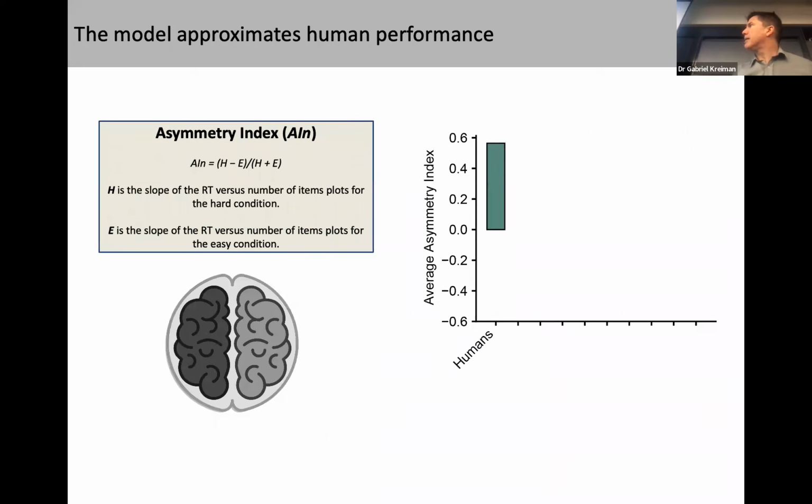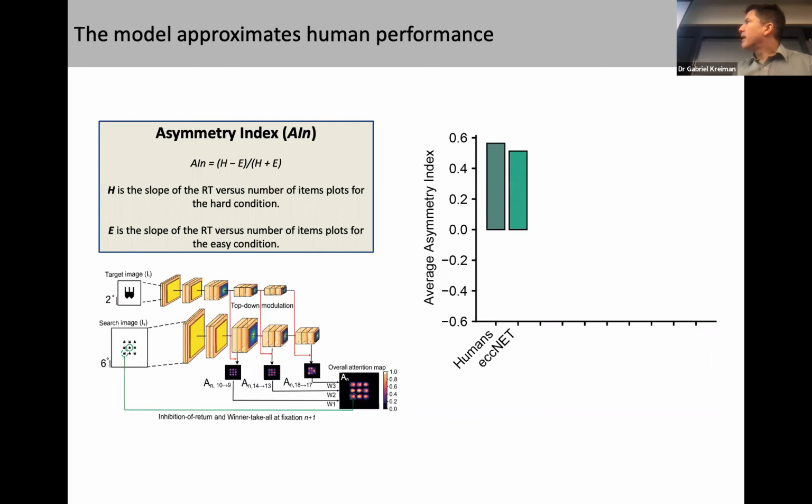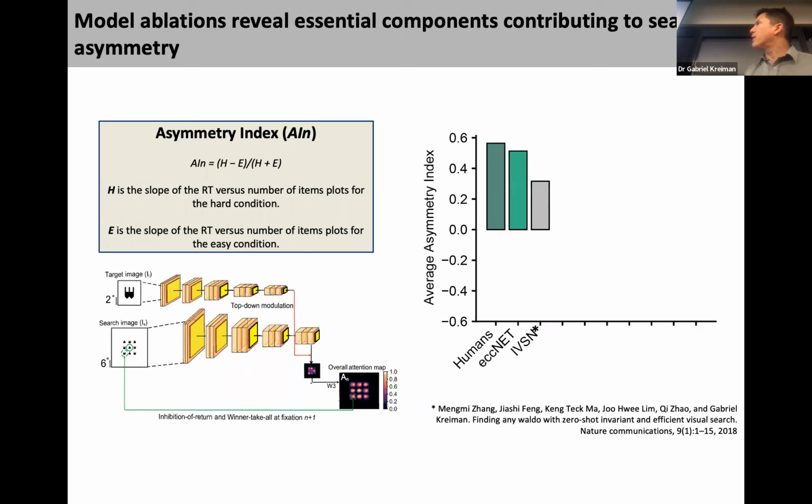So this is the human asymmetry index for the average across all the different tasks. This is the model that we proposed that has eccentricity dependent sampling. And again, it's not identical, but it basically captures this basic form of asymmetry.